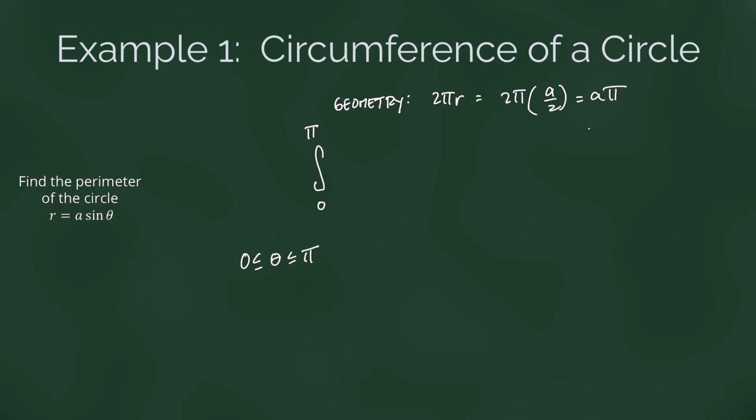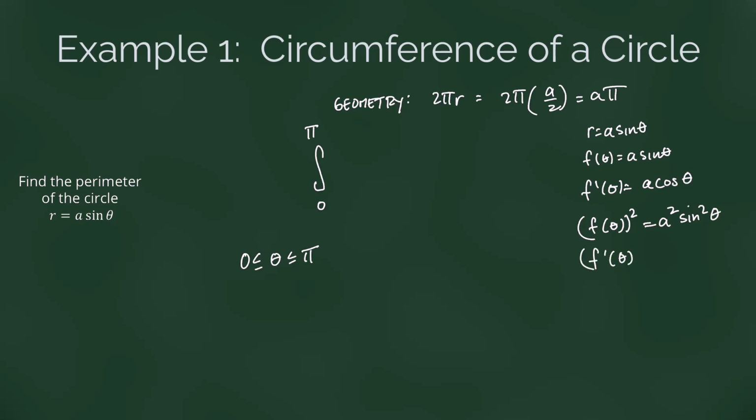We also know that if r equals a sine theta, then f of theta is a sine theta, and f prime of theta is a cosine theta. Well, that means that f of theta squared is a squared sine squared theta, and f prime of theta squared is a squared cosine squared theta.